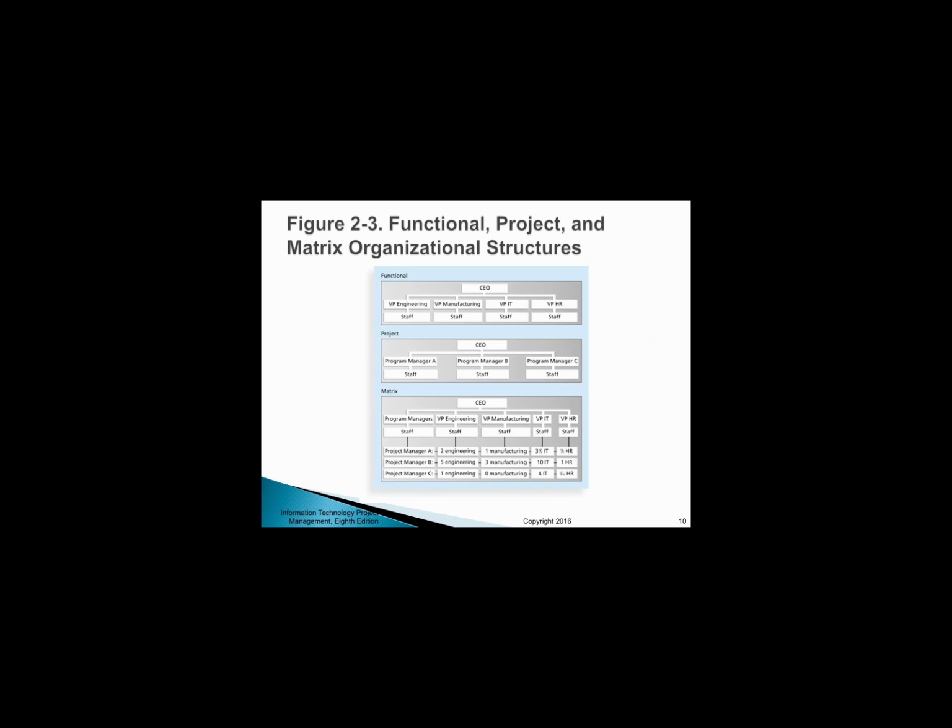A functional organizational structure is the hierarchy most people think of when picturing an organizational chart. Functional managers or vice presidents in specialties such as engineering, manufacturing, IT, and human resources report to the Chief Executive Officer, CEO. Their staffs have specialized skills in their respective disciplines. For example, most colleges and universities have very strong functional organizations. Only faculty members in the business department teach business courses. Faculty in the history department teach history. Faculty in the art department teach art, and so on.